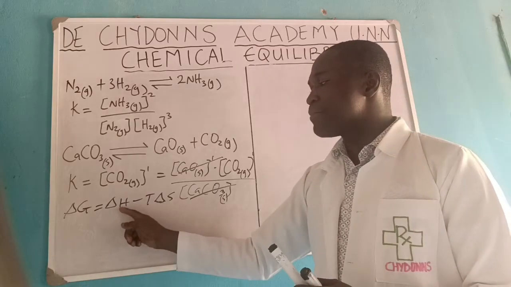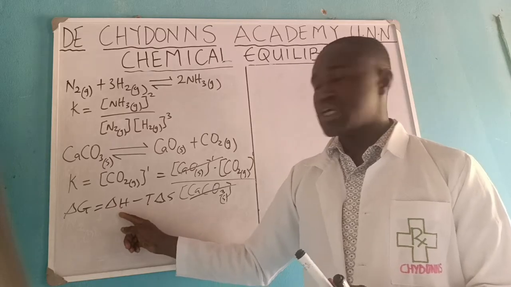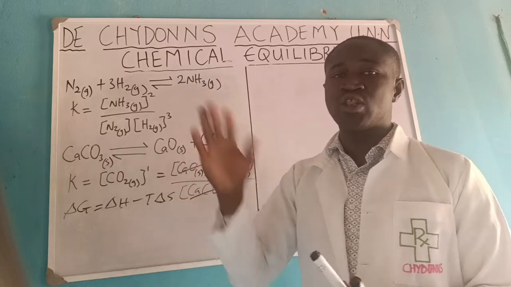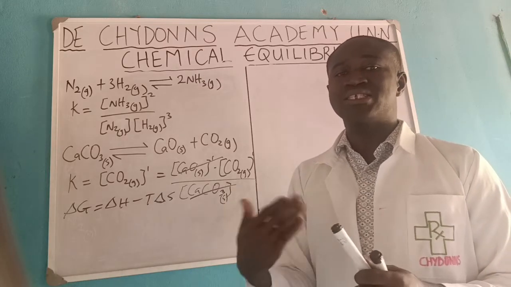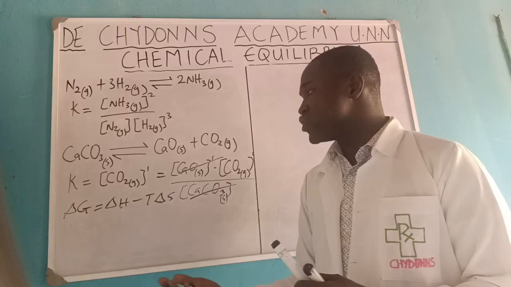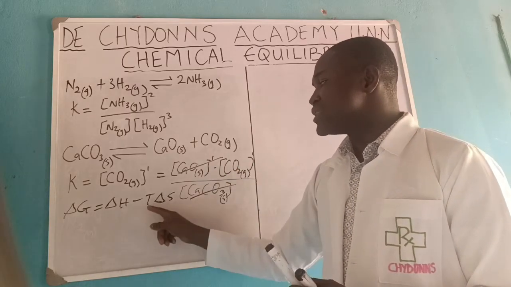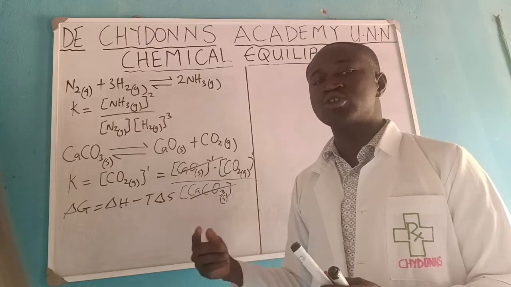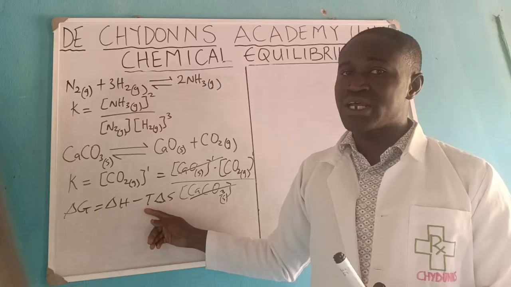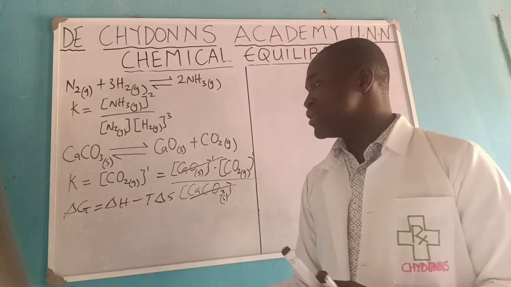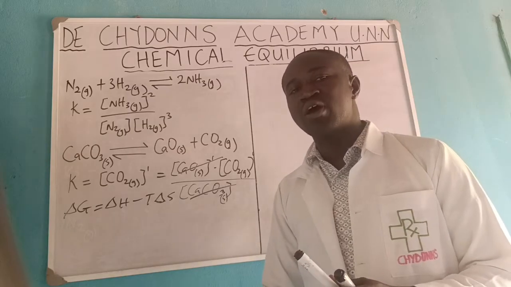This is enthalpy change, which we call heat of reaction, where we have endothermic and exothermic. Endothermic is when there is gain in heat. Exothermic is when there is loss of heat energy. Then this is temperature, in terms of Kelvin. That means if it is given in Celsius or centigrade, you convert it to Kelvin. Now this is entropy change, the disorderliness of a reaction.